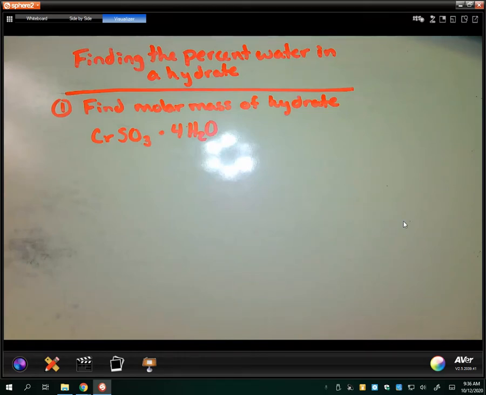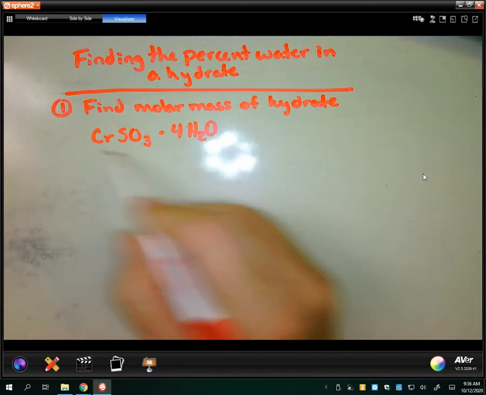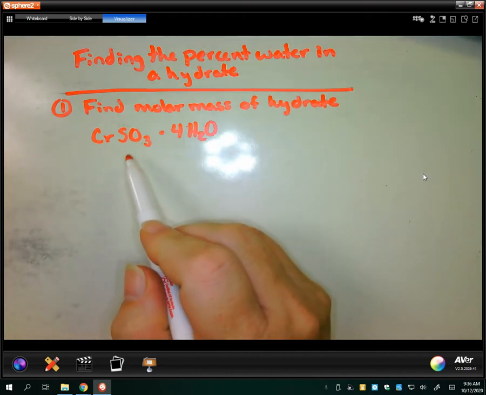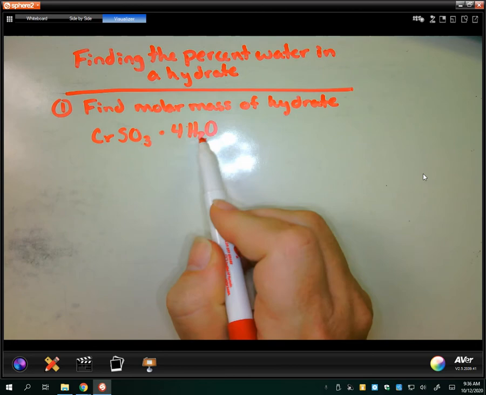All right, this video is on finding the percent water in a hydrate. So the first thing you want to do is find the molar mass of a hydrate. So we have our hydrate here. This is chromium(II) sulfite tetrahydrate.